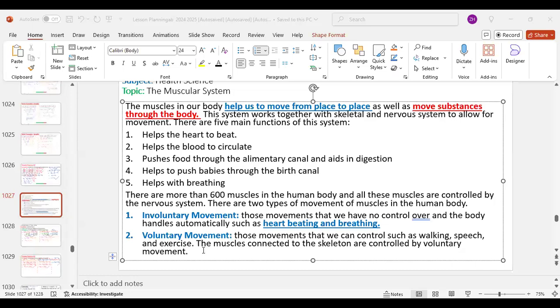Give me some examples of voluntary movements. Walking, running, speaking or exercising. We already have examples, we don't need more. Walking, speech, exercise. Those are all examples of voluntary movements. Okay.